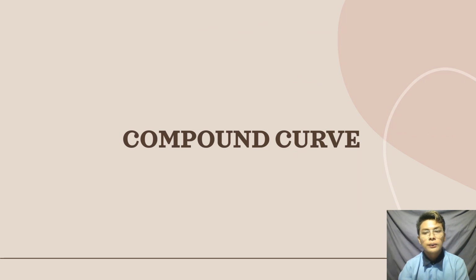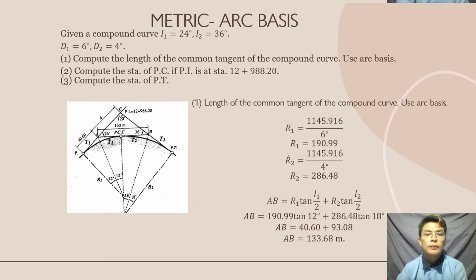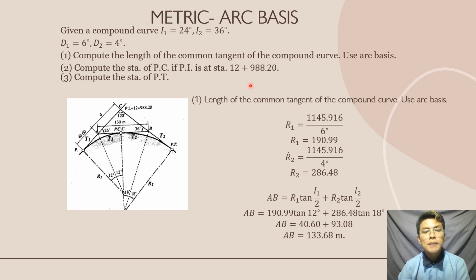Compound curve. Using metric arc basis, here's our given number 1. Given a compound curve, I1 is equal to 24 degrees, I2 is equal to 36 degrees, D1 is equal to 6 degrees, and D2 is equal to 4 degrees. Compute the length of the common tangent of the compound curve. Use arc basis. Compute the PC if PI is at station 12 plus 988.20 and compute the station of PT.